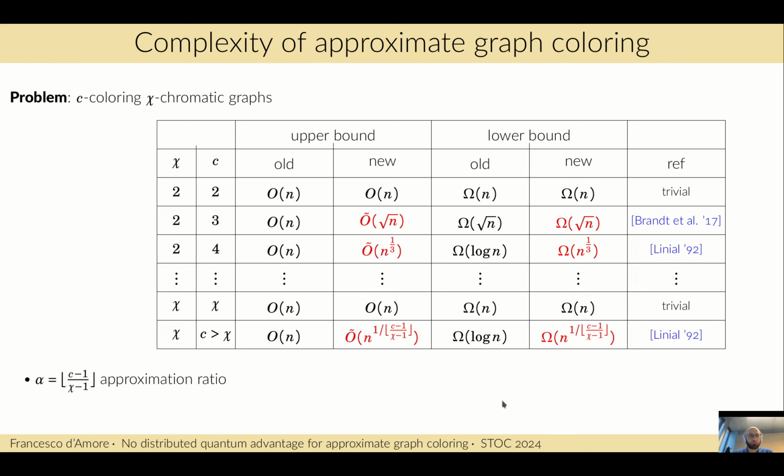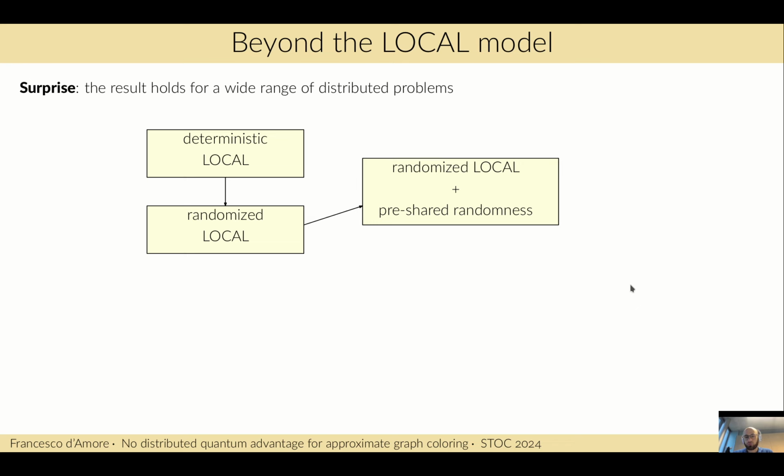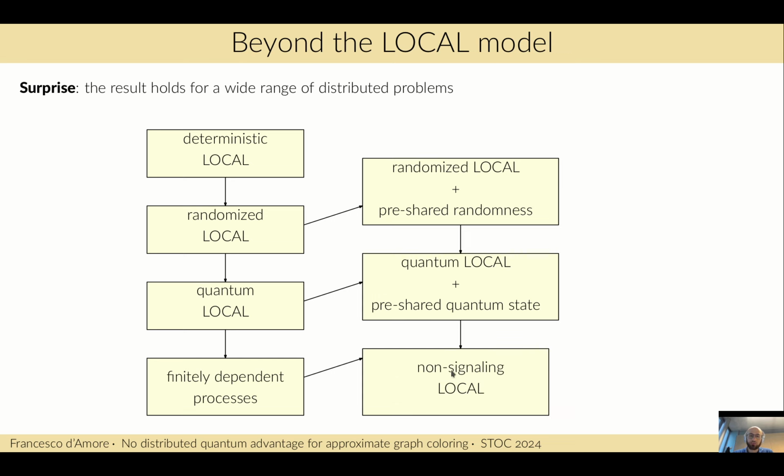So basically we solved the problem, but the surprise is that this result holds for a wide range of distributed models. It holds for the deterministic LOCAL model, it holds for the randomized LOCAL model where nodes have access to private randomness. It holds for the randomized LOCAL model with shared randomness. It holds for the quantum LOCAL model and the quantum LOCAL model with shared quantum state. It holds for finitely dependent processes and for the non-signaling LOCAL model. Here an arrow from model X to model Y means that an algorithm in model X can be simulated in model Y with the same locality, implying that model Y is stronger than model X.